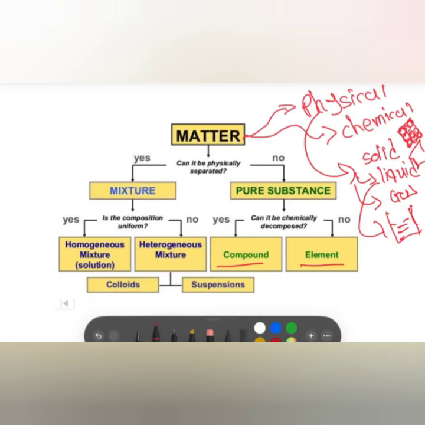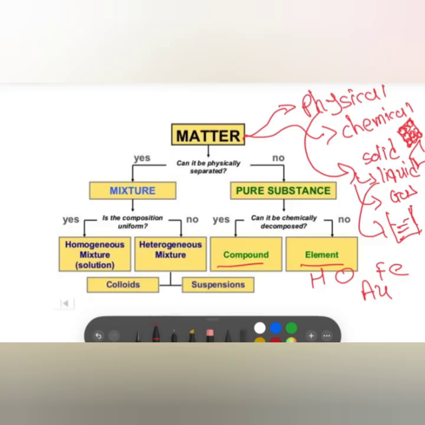What is an element? An element is a substance that contains only one type of atom. For example, hydrogen, oxygen, iron, or gold. It's Au, we call it. Elements cannot be broken into simpler substances by chemical methods. Okay? And then what is a compound?